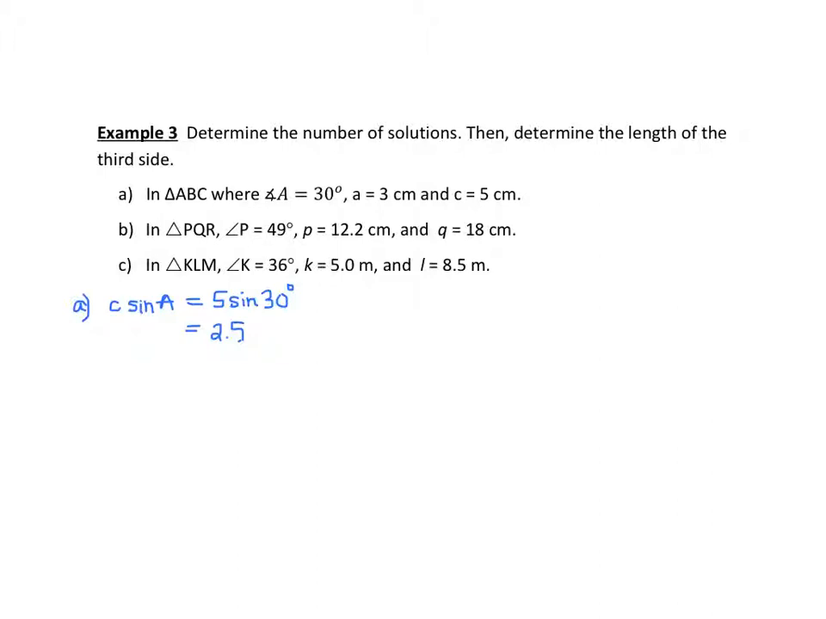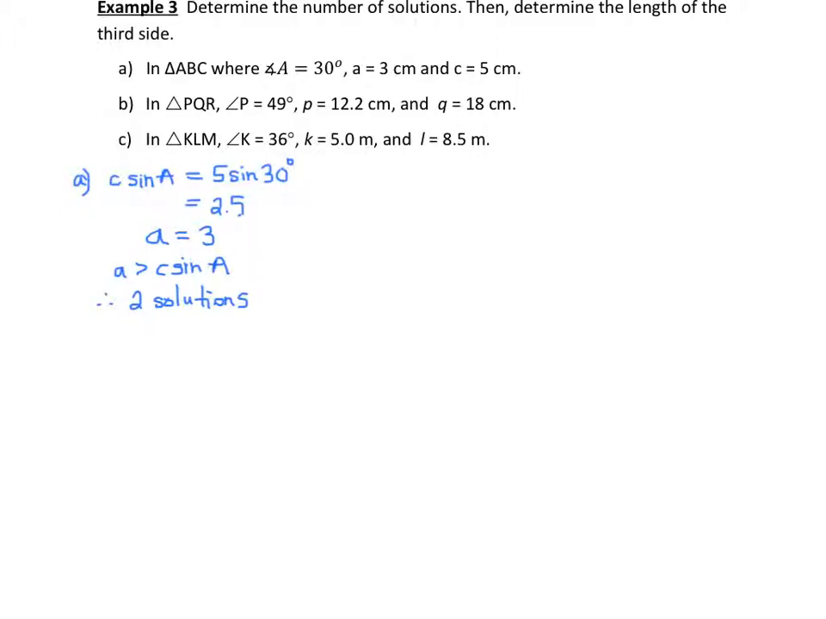Now side A is 3. So in this particular case, A is greater than C sine A, which tells us right away that there are two solutions. In other words, we're going to have two solutions for the length of the third side.